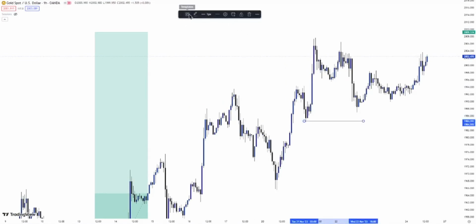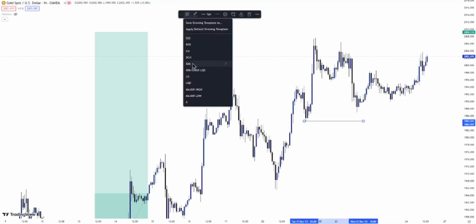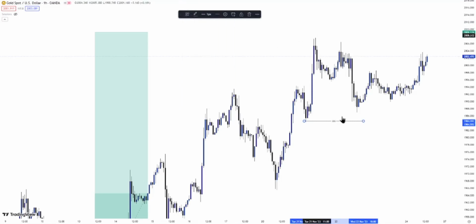To confirm this high. And as you can see, price has not taken out the inducement yet. So we are still looking at price. Price is still doing its own thing here. But all we know is that we are waiting for this inducement to be taken.